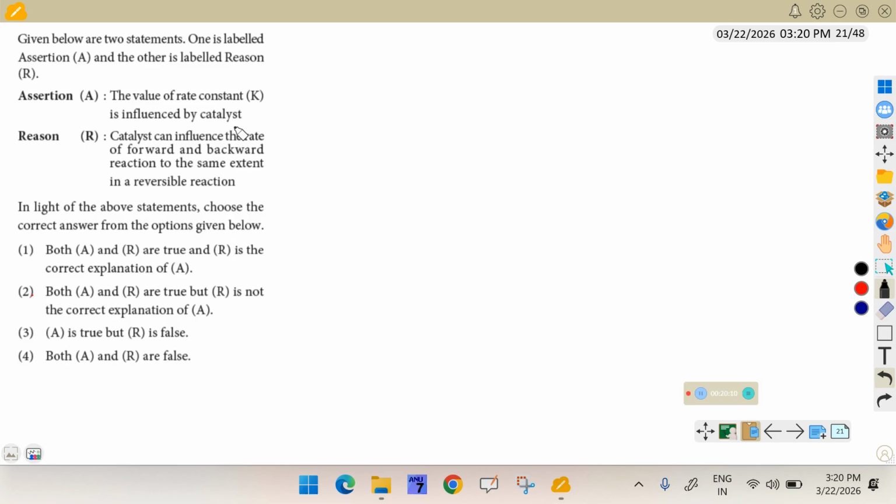Assertion. The value of rate constant is influenced by catalyst. Yes, rate constant value is influenced by catalyst. Correct. Reason: catalyst can influence the rate of forward and backward reaction to the same extent in a reversible reaction. Correct. But there is no relation between A and R. A and R are true, but there is no relation between them.